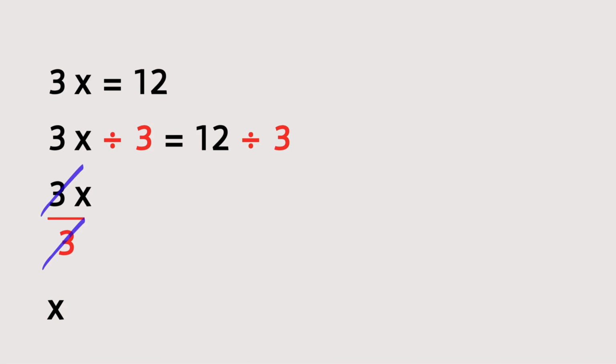But don't forget our rule for rearranging equations. We have to do the exact same thing to the other side to keep the equation balanced. Therefore, on the right side, 12 divided by 3 equals 4. Now, the equation looks like this. x equals 4. That's the solution. Simple, right? Let's try another one, just to make sure we're on track.